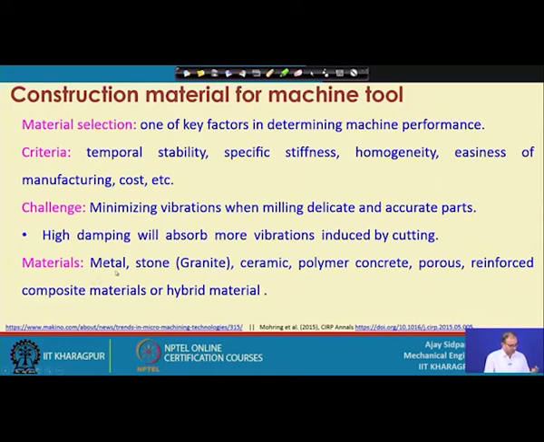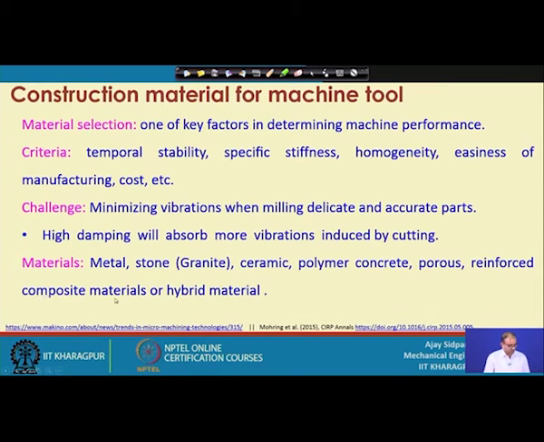Metal is mostly used for conventional machining. If you see the conventional lathe machine and milling machine, mostly cast iron is used. Then granite or different types of stones are also used. Ceramic is also a preferable material. Polymer concrete is an upcoming material. Porous and reinforced composite materials are used, because we need porosity, because we want to reduce the total weight also.